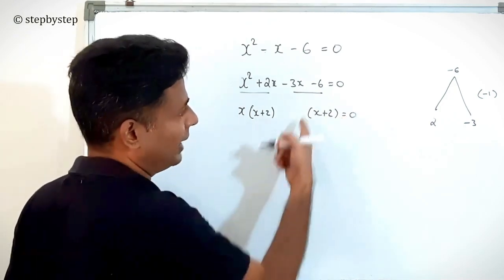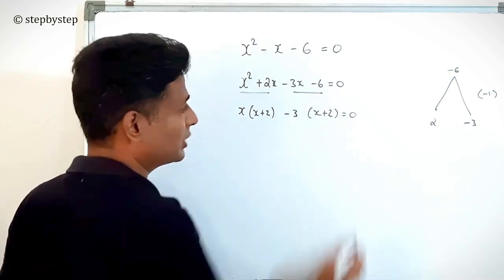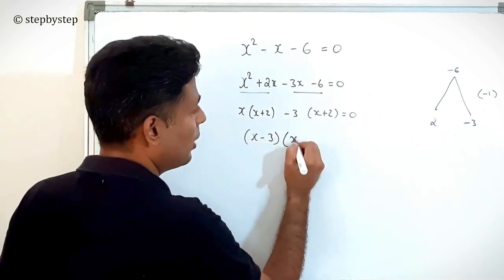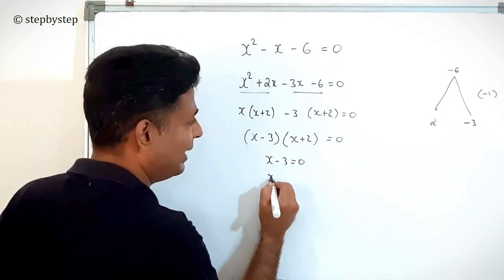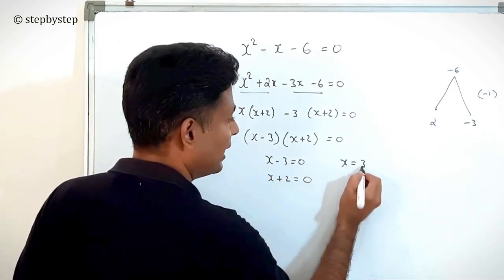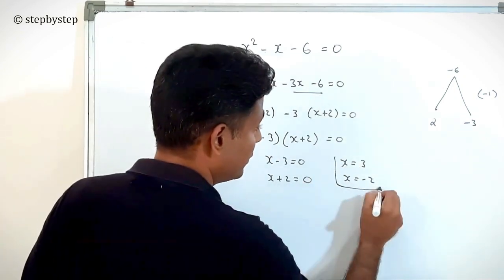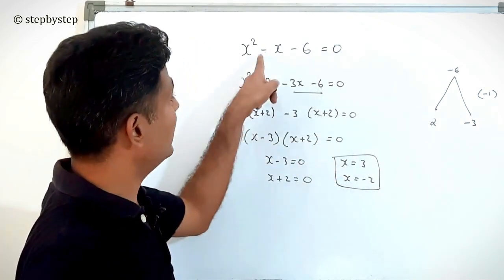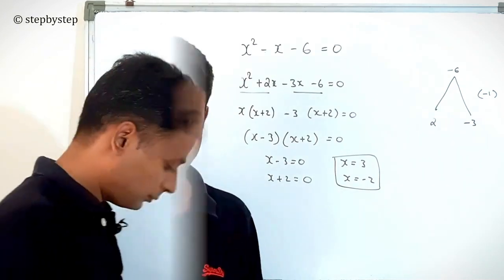Now how do I know what to take common? I can do it directly, or I can do minus 6 by 2, minus 3, which means what comes outside? Minus 3, which means x minus 3 into x plus 2 equal to 0, which means x minus 3 equal to 0 and x plus 2 equal to 0, which means x equal to 3 and x equal to minus 2. So these are the two zeros. If you want, you can substitute 3 instead of x or minus 2 instead of x and check. The entire thing will become 0.